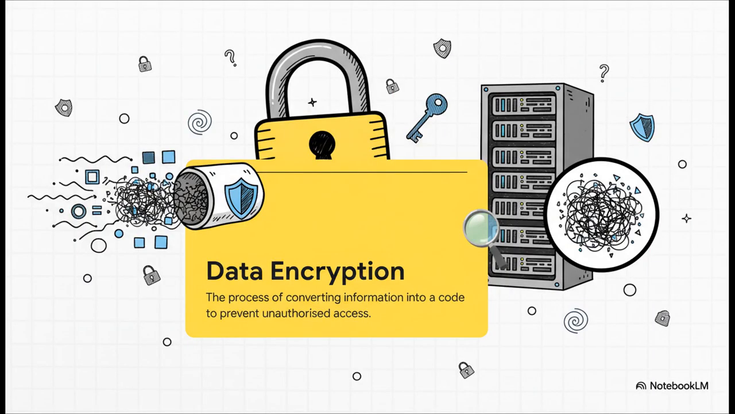A critical security measure detailed in the source is data encryption. This is defined as the process of converting information into a code to prevent unauthorized access. Crucially, this protection applies both when data is being transmitted, referred to as in transit, and when it is stored on a server, which is known as at rest.